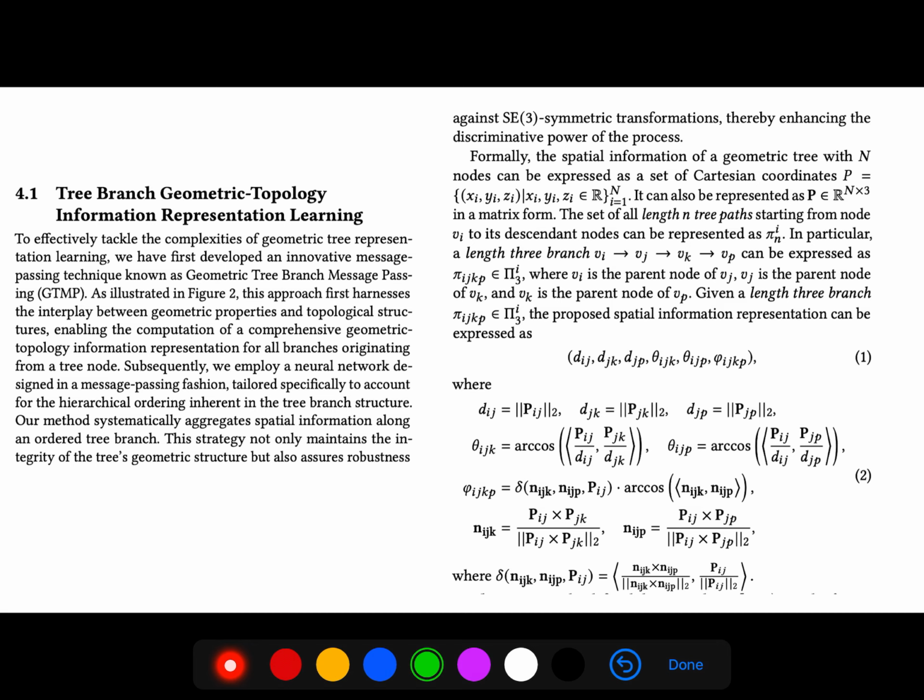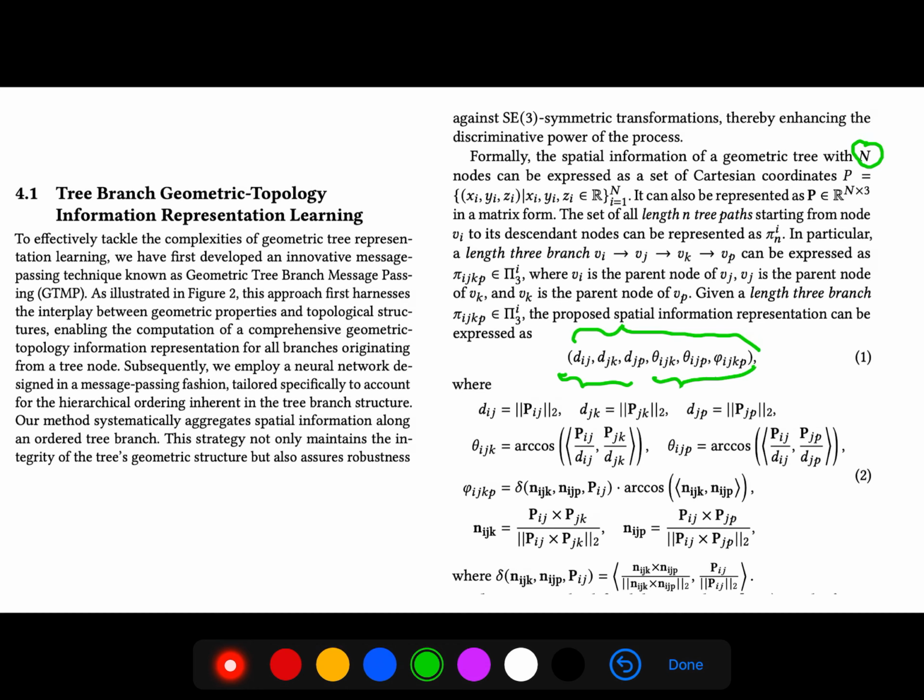So the spatial information of a geometric tree with n nodes can be expressed as a set of Cartesian coordinates. So we have x, y, z, and then we have a length. Given a length tree branch, the proposed spatial information can be expressed like this. So some of them are angles, some of them are just distances.